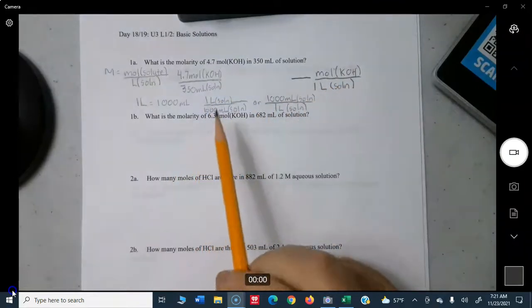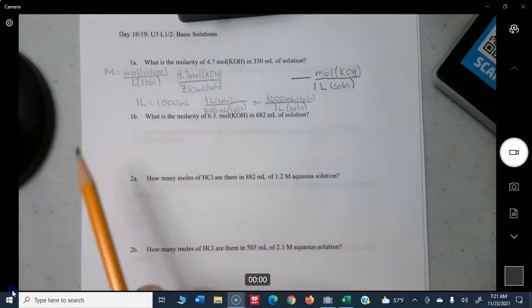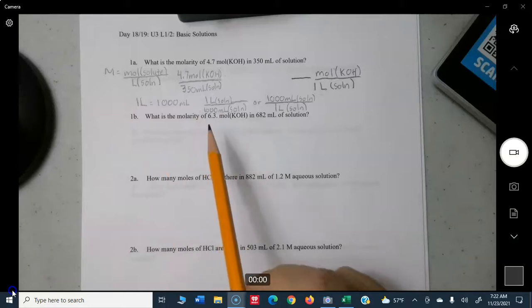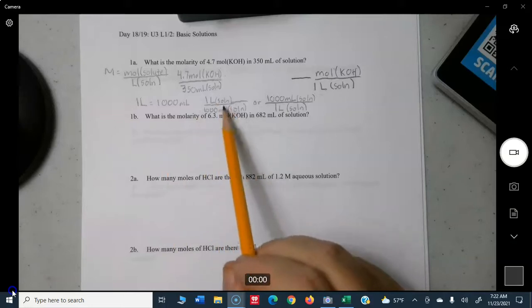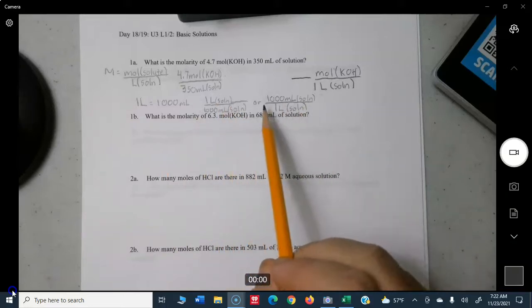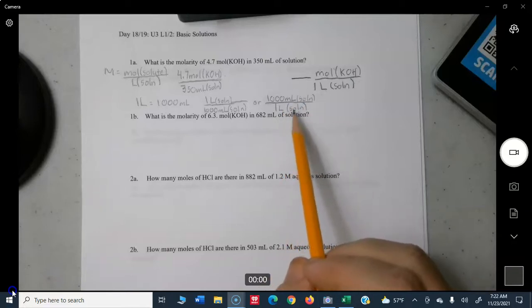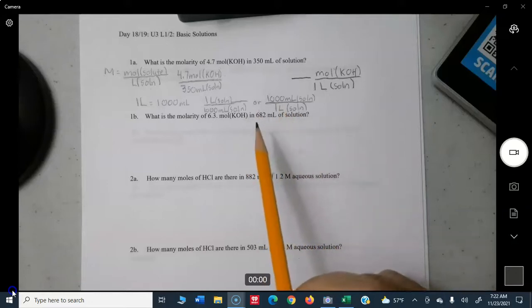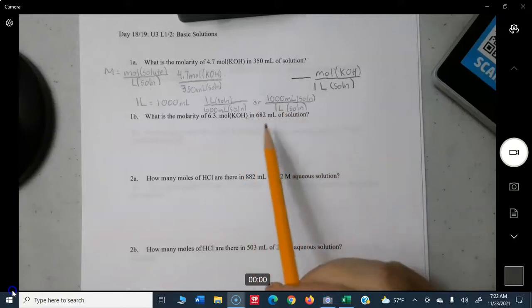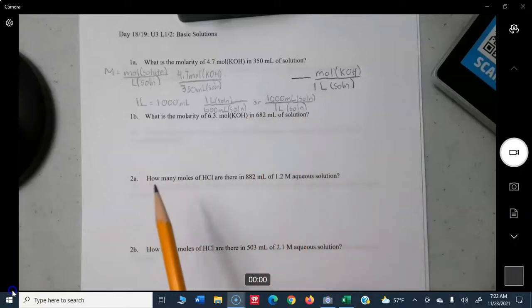Okay, so again, the 1 liter for every 1,000 milliliters is true of any liquid or any solution. But we're interested in solution here, so we go ahead and add solution. We always want a unit of measure and what the substance is. Instead of solution, you could have written KOH plus H2O, but that's kind of long, and there's no point in doing that. As long as you understand what the solution is, you don't have to do that.